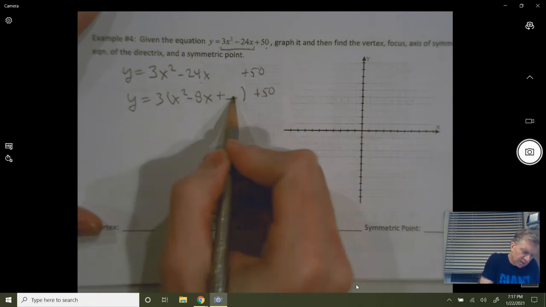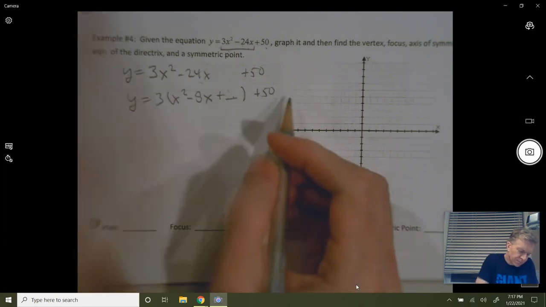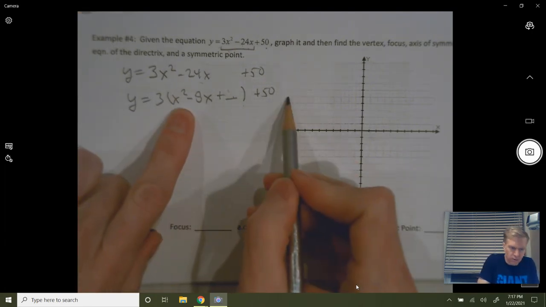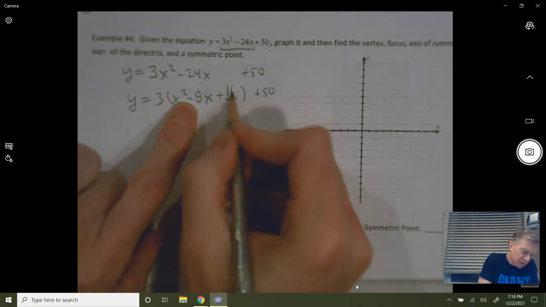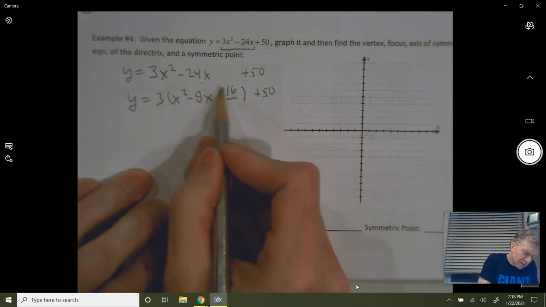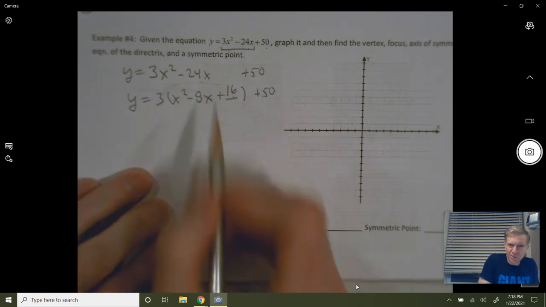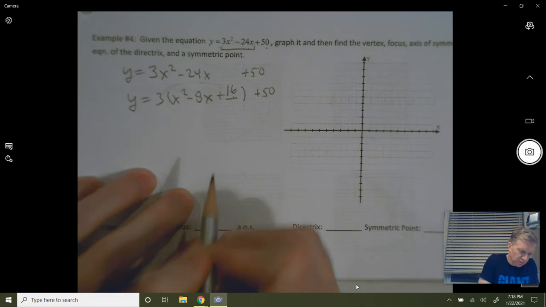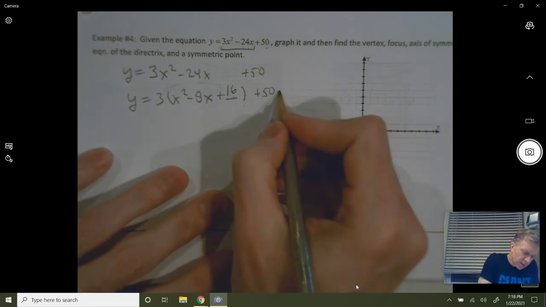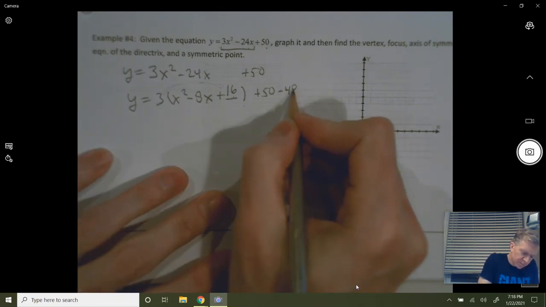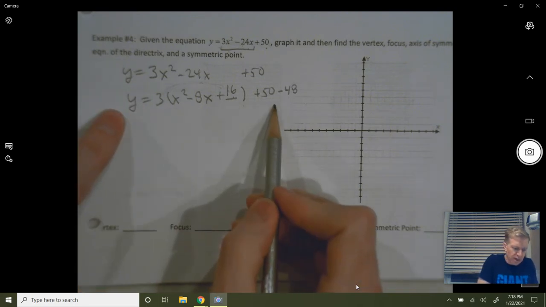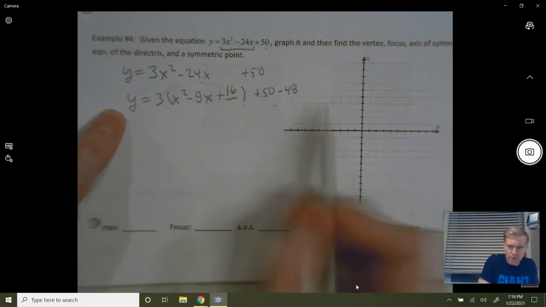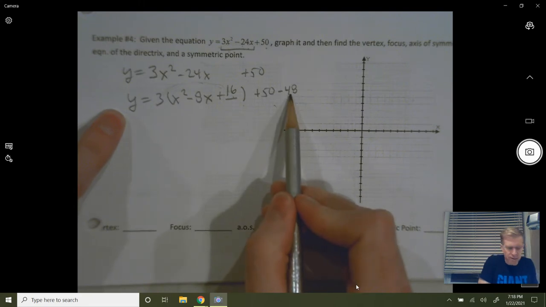Whatever I add here, I have to account for over here. Okay, so to complete the square, half of -8 is -4. Square that, I get plus 16. But that 16 is being multiplied by a 3. So I really added 3 times 16, or 48. So I have to subtract 48, because that way my equation will still stay balanced. If I added 48 and then subtracted 48 from the right, I really added 0.